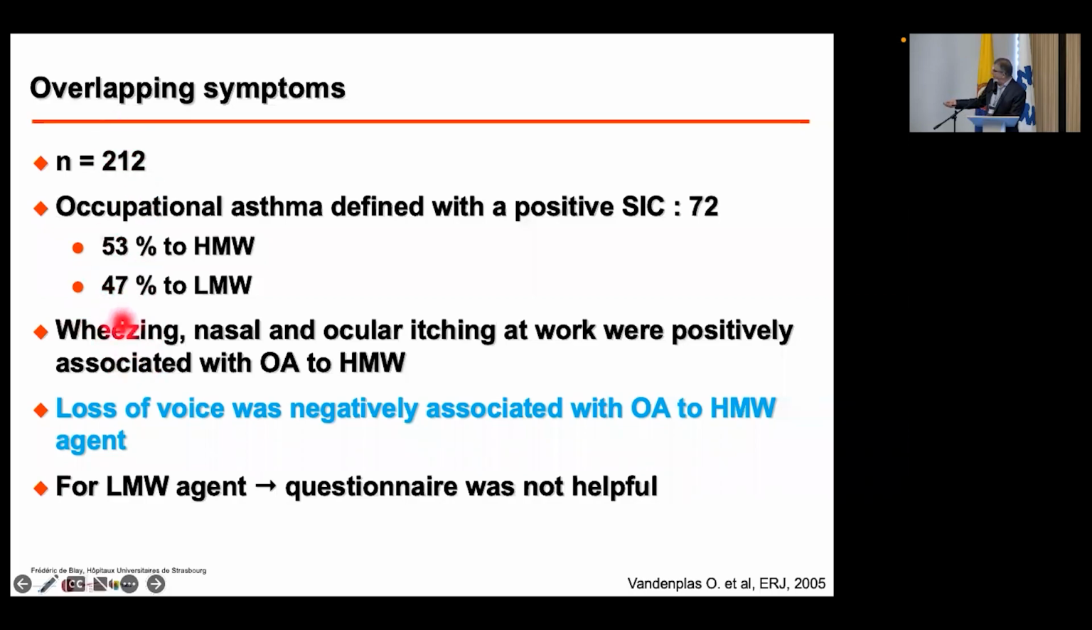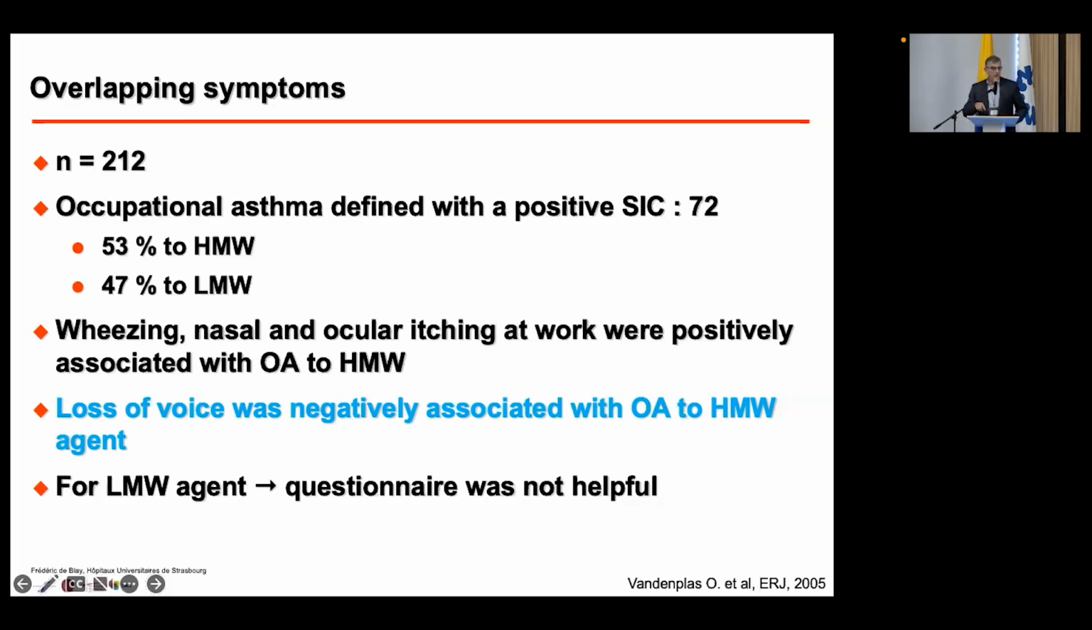This is a very important question. We think nasal symptoms and ocular itching at work are positively associated with occupational asthma with high molecular weight agents. I told you, when it's high molecular weight: rhinitis or conjunctivitis, atopy. Loss of voice is negatively associated with high molecular weight. And this is loss of voice.